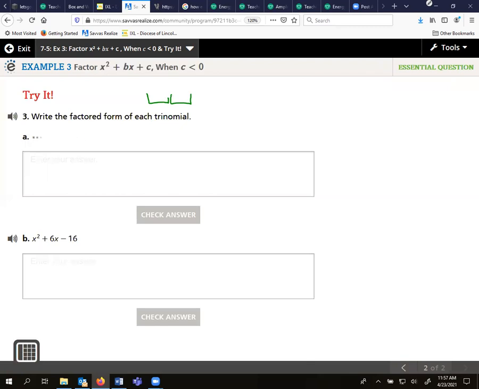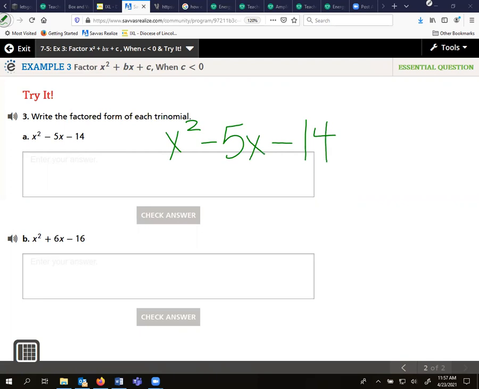Okay, so let's practice. X squared minus 5x minus 14. So two numbers that multiply to be a negative 14, but then would add to be a negative 5.